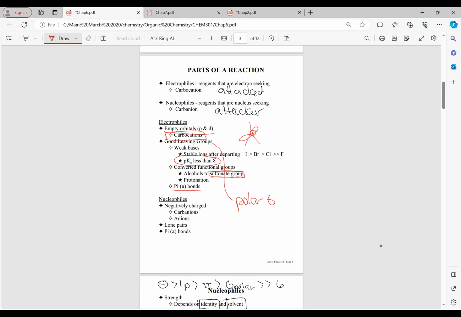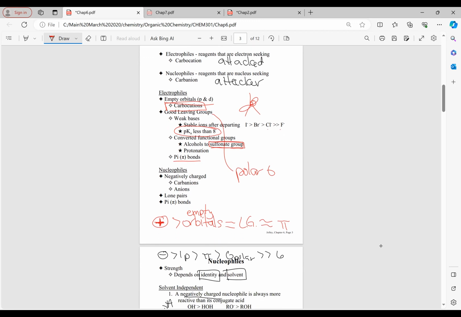I don't have a wonderful little mantra for electrophiles like I do for the nucleophiles. Since we're in red, this is the electrophiles. Positives are better than empty orbitals, which are better than something with a good leaving group, which are usually better than something with a pi bond. So that's our generic for electrophiles, where nucleophiles are negatives, lone pairs, pies, polars, and then nonpolars.